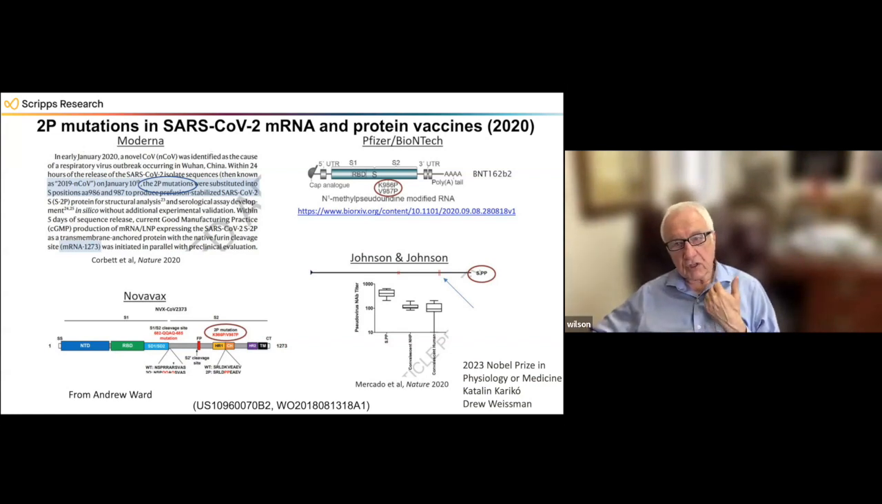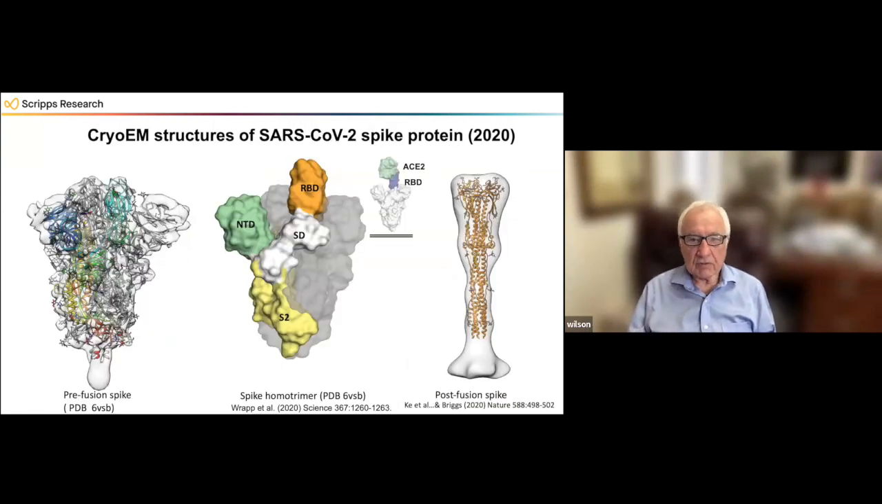So the first structure of a SARS-CoV-2 spike protein came out really very quickly after the initial sequence. It was in a matter of just a few weeks. This was from Jason McClellan's lab. David Veesler produced one shortly thereafter. Again, this was an EM structure.